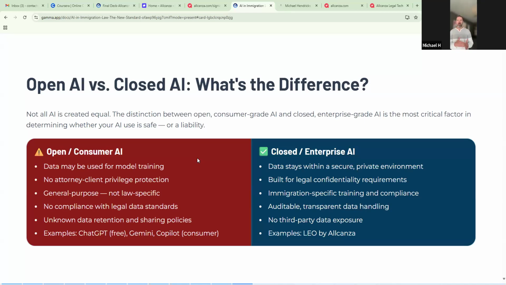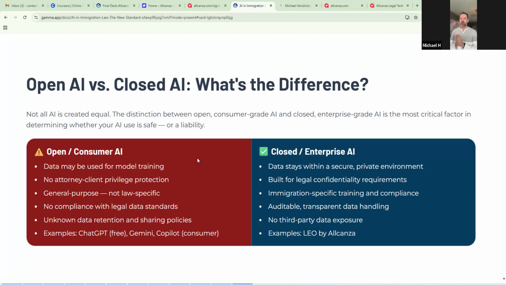So, no compliance with data structure, unknown data retention and sharing policies, and of course, ChatGPT, Gemini, Copilot, most of these. Copilot for consumers. I don't know how Copilot's structured when it's inside Microsoft and it's being used at an enterprise level. It may be closed. I don't think it is, but that's something you'd have to look into.